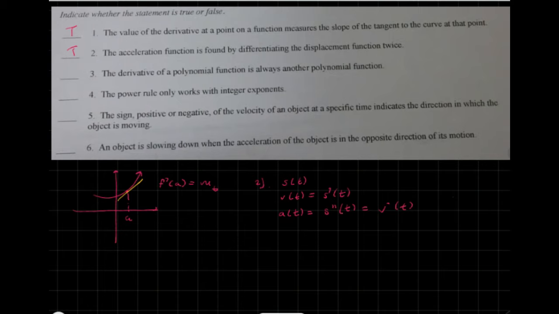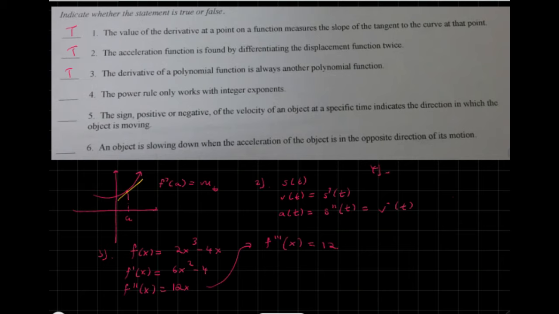The derivative, so part 3, the derivative of a polynomial is always another polynomial function. This will be true, right? So here, an example of this, you have f of x is equal to 2x cubed minus 4x. This is a cubic function. If you find the derivative of this, it will become a quadratic function. If you find the derivative of this, it becomes a linear function. So you'll get 12x. If you do the derivative of this, it becomes a constant, which still can be considered a polynomial function.